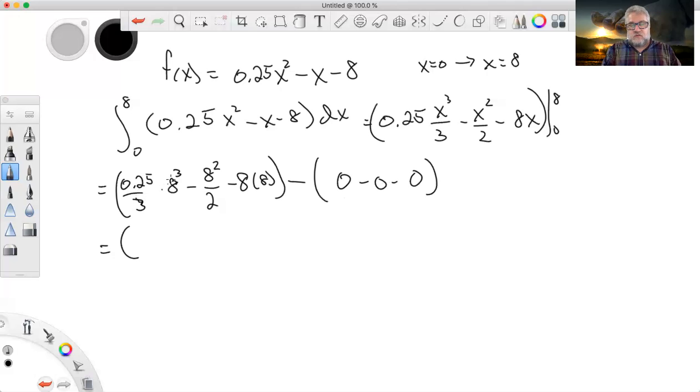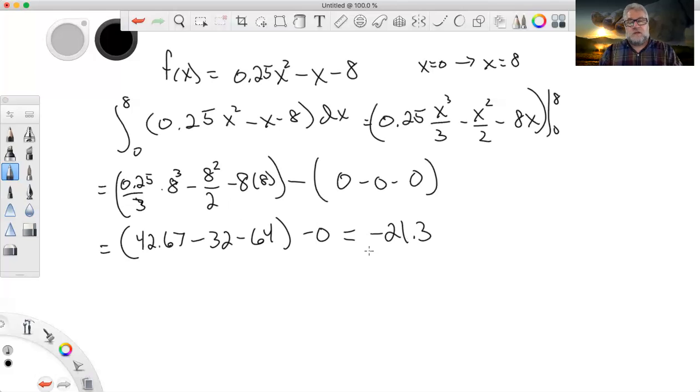So I'll do this 8 cubed times 0.25 divided by 3, and of course I can do that in my head. And that is 42.67. I don't like to show off, but oops. Minus 8 times 8 is 64 over 2 is 32 minus 64. So if we crunch these numbers, oh, minus 0, we're going to get negative 21.3.